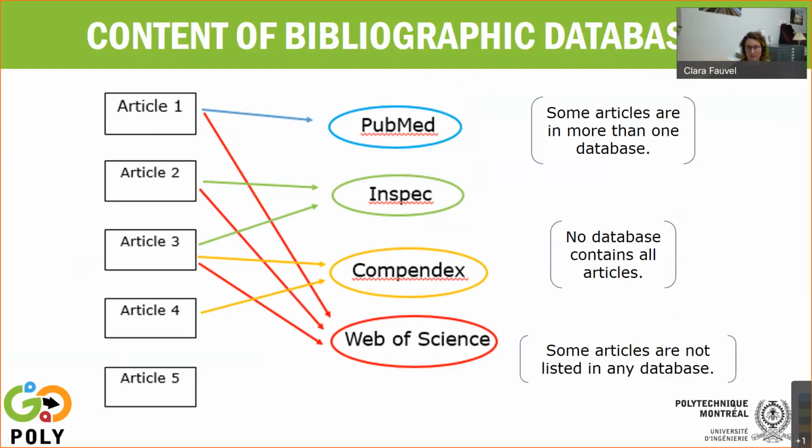Some databases like PubMed are specialized in medicine, and we have Compendex and Web of Science. Compendex is more for the engineering field, and Web of Science is more related to the sciences at large. So you see they all have their specific topic.